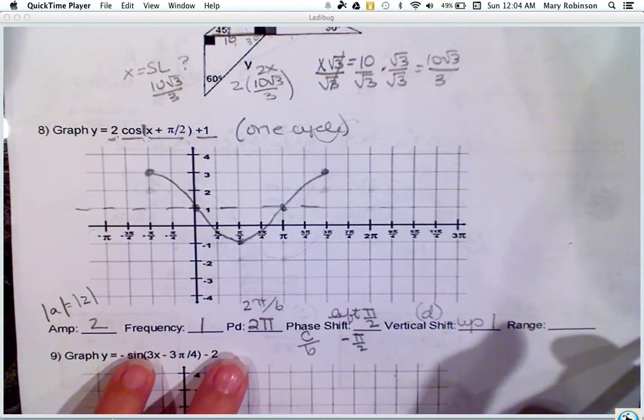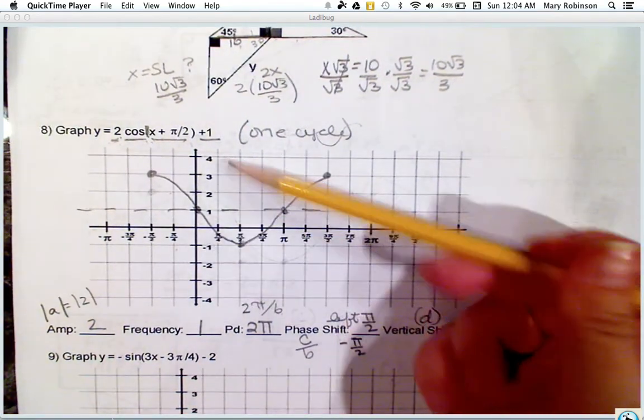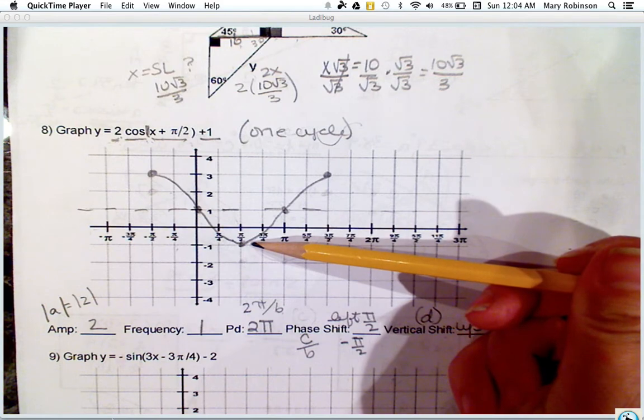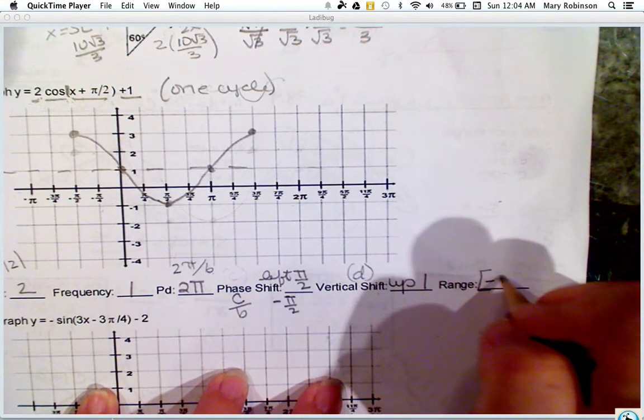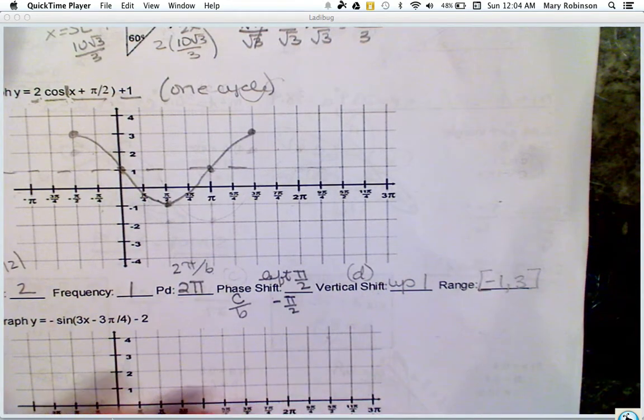Now remember, your range is always your lowest value to your highest value. Our lowest value here is at -1. Our highest value is at 3. So my range is going to be from -1 to 3 inclusive.